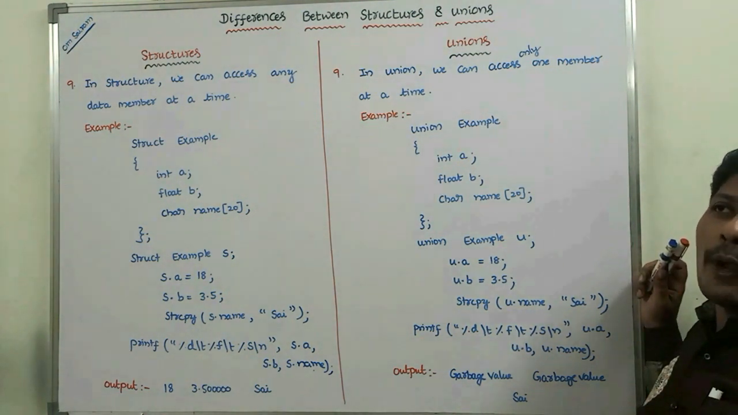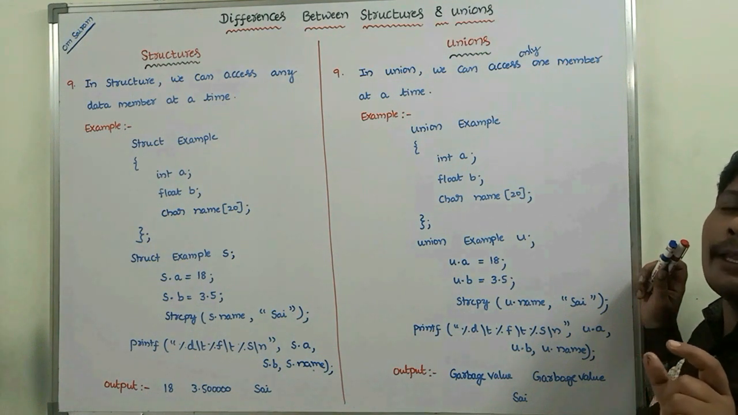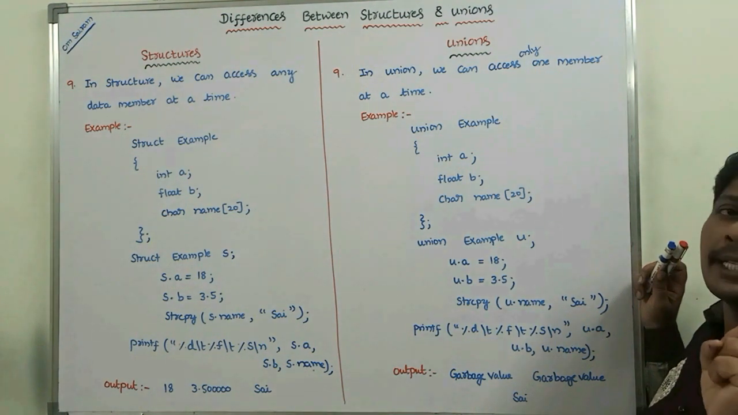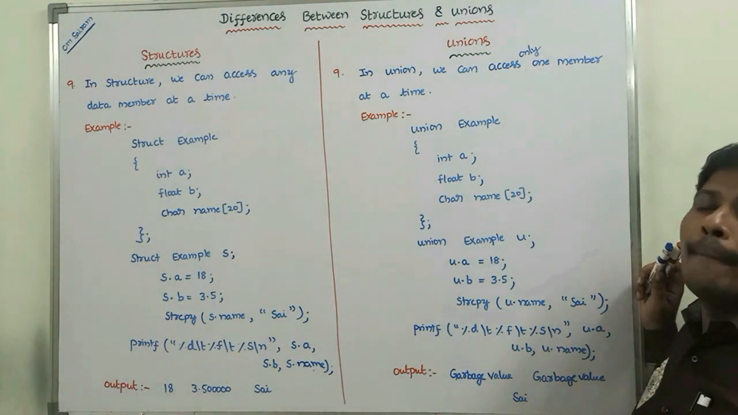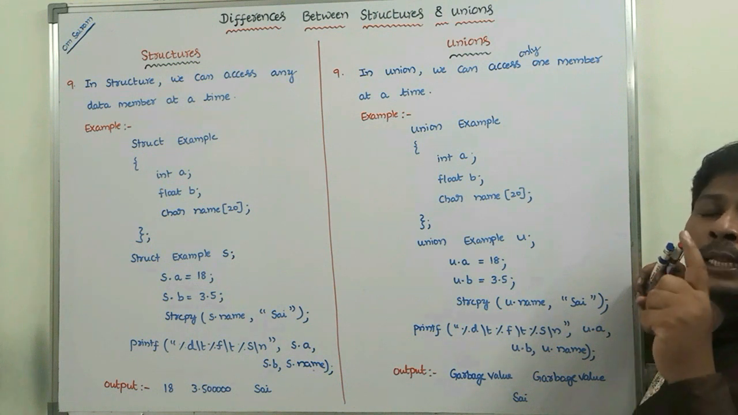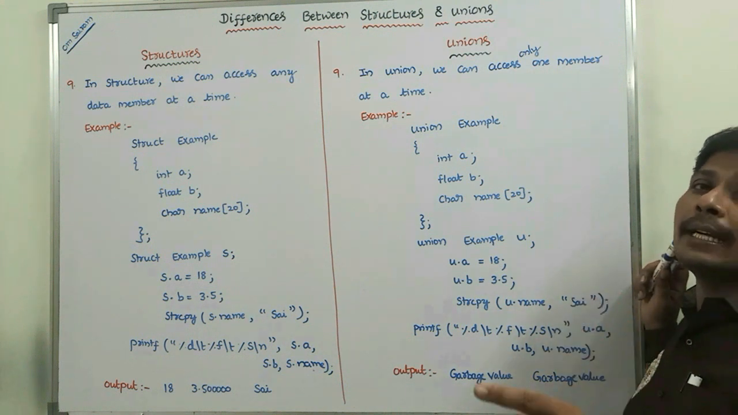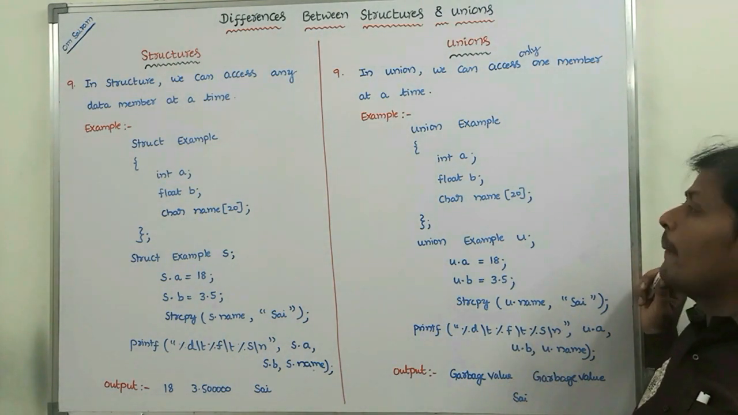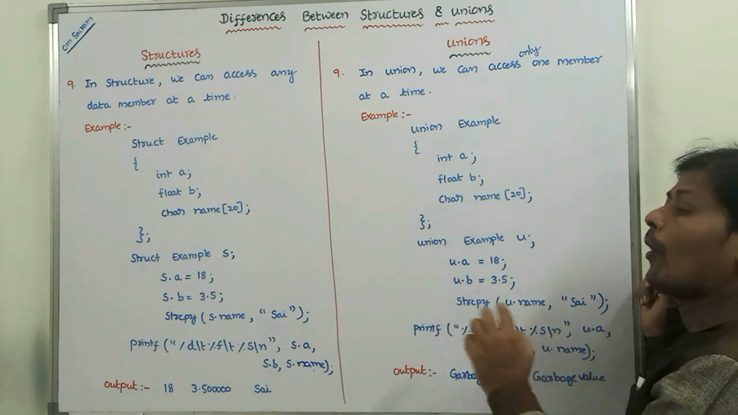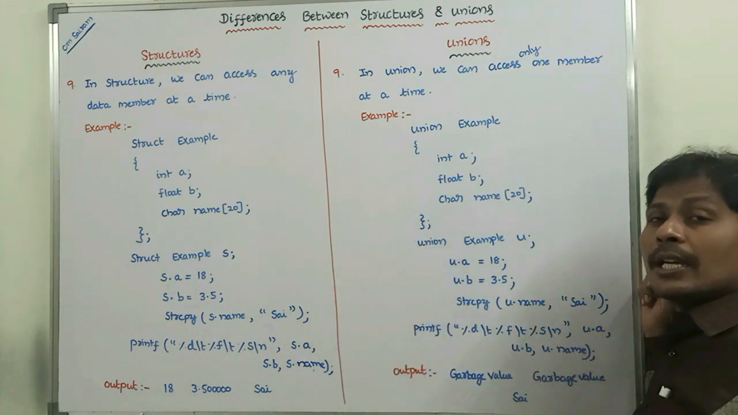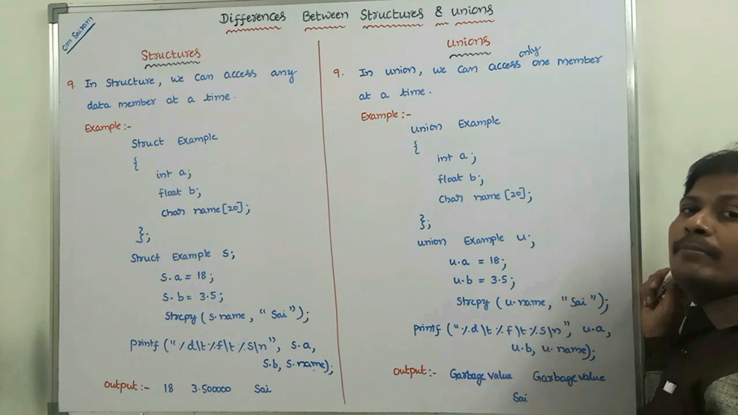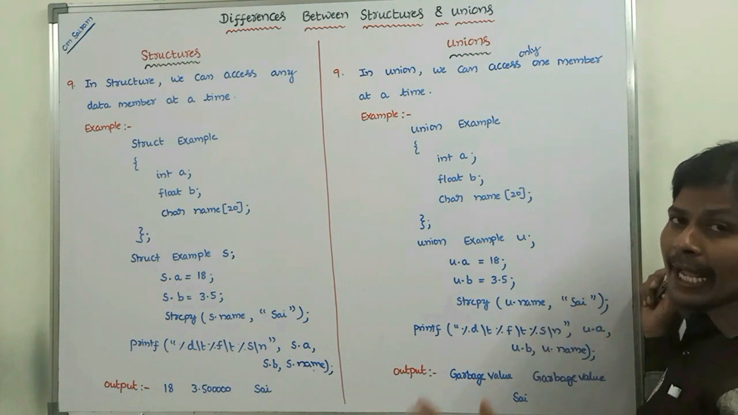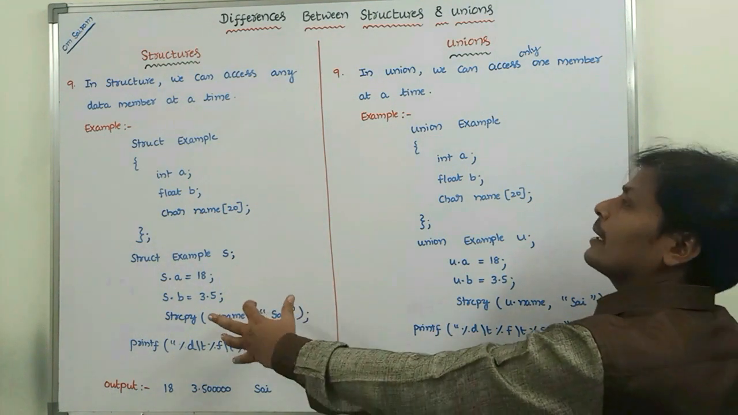Compared to the previous point, when we are initializing all the data members in the case of structure, all the data members are printed correctly. But in the case of union, only the first data member can be printed correctly. The remaining data members are corrupted. But here, all the data members of the structure can be accessed at a time, and each and every data member can be accessed at any time. So there is no problem in the case of structure.